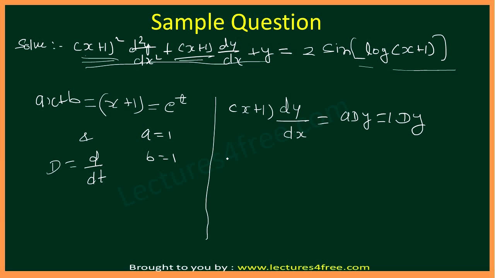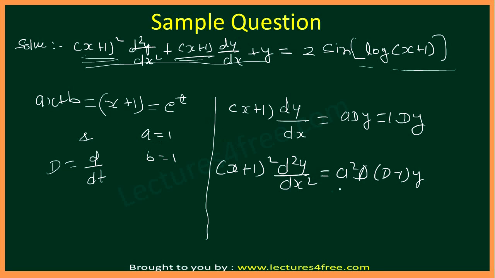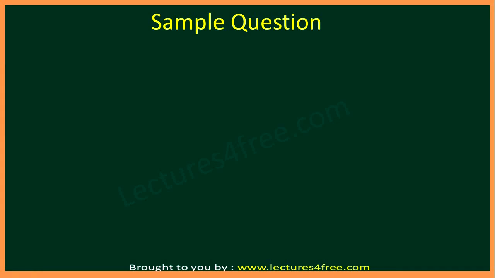Okay, similarly you can replace x plus 1 square d square y upon dx square is equal to a square d into d minus 1 into y. We know our a is equal to 1, so you can write it like d into d minus 1 y. Okay, so now put these values in our equation. Also in the right hand side, x plus 1 you can write as e to the power t.